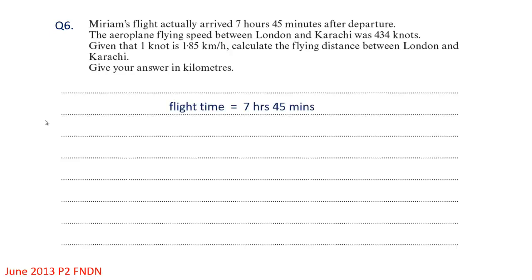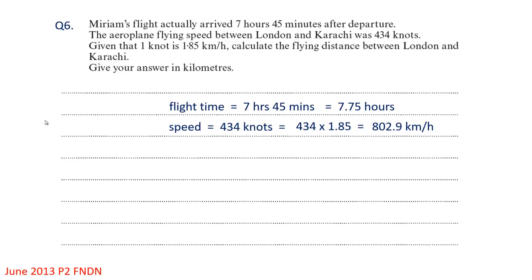So we've got to do 7 hours 45. Now don't put that into the calculator as 7.45. It's actually 7 3/4 hours, which is 7.75. And then the speed, we're given it in knots, 434. We've got to change that to kilometers per hour. So we're going to multiply by 1.85. They tell us 1 knot is 1.85 kilometers per hour. So we'll do that, and there it is. So there's your time, there's your speed, and you've got to work out the distance. Over to you now for questions 6, 7 and 8. Press pause, press play when you want to check them.